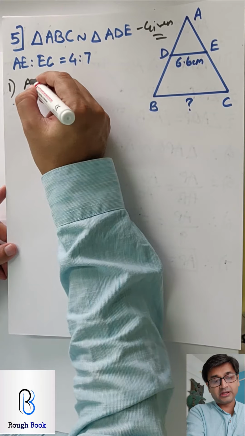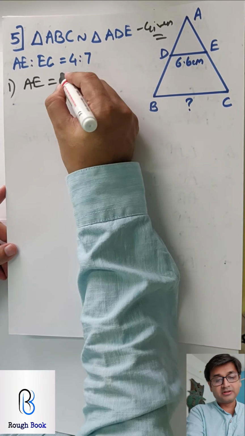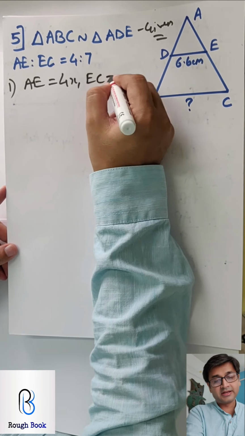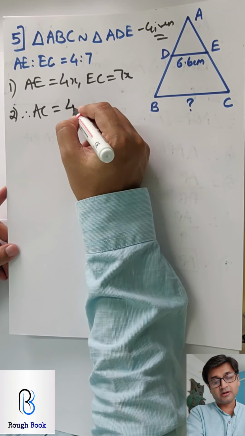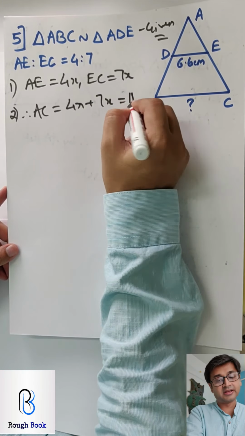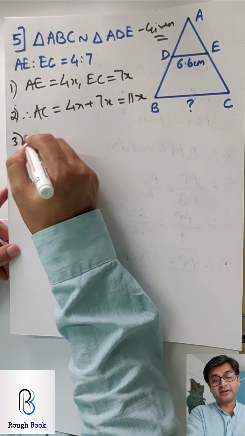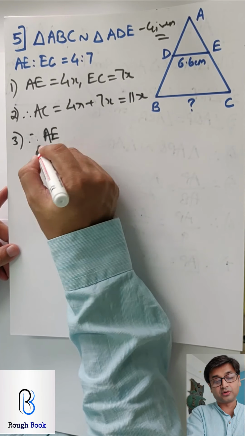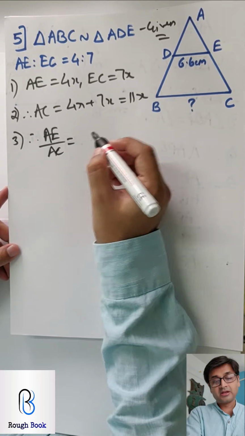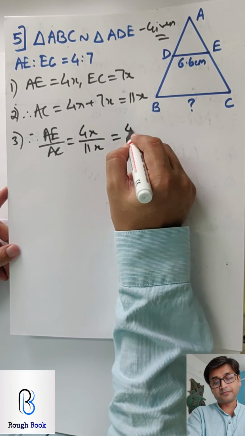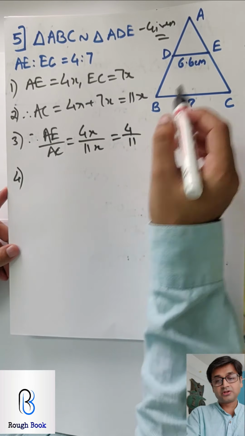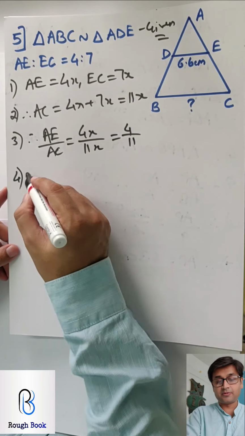Okay, so AE is equal to 4x and EC is 7x. So therefore AC is 4 plus 7, 11x. Although you can do this mentally, you are expected to write these steps, so don't do anything direct. So AE upon AC will be 4x upon 11x, 4 by 11. So you got 4 by 11 as AE upon AC.